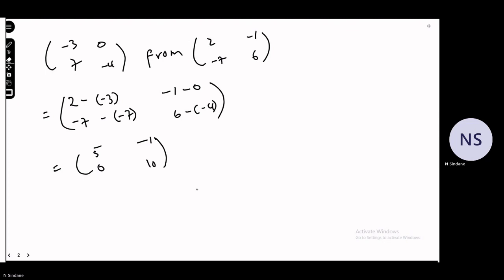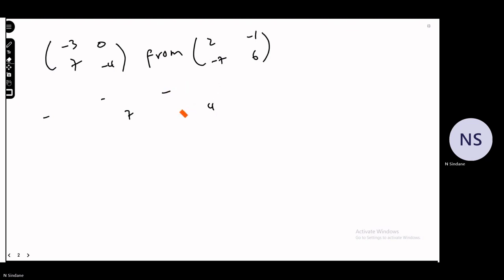One last question that we have. Let me just erase here, and then we will see our last example.